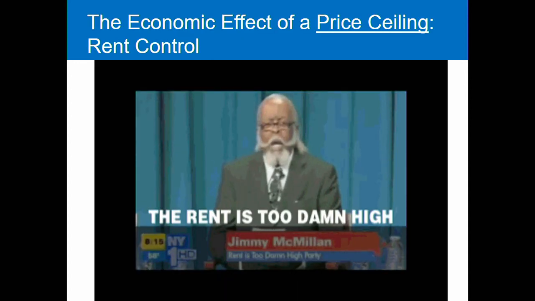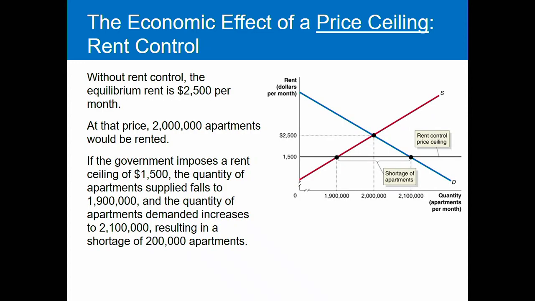Okay, so now let's move on to rent control. Do you guys even know the Rent Is Too Damn High guy? He would run for office in New York City. This was a while ago, and his party was called the Rent Is Too Damn High Party. If you watch Rick and Morty, when they went to the Citadel of Ricks in season 2, they had one Rick that looked just like this dude.